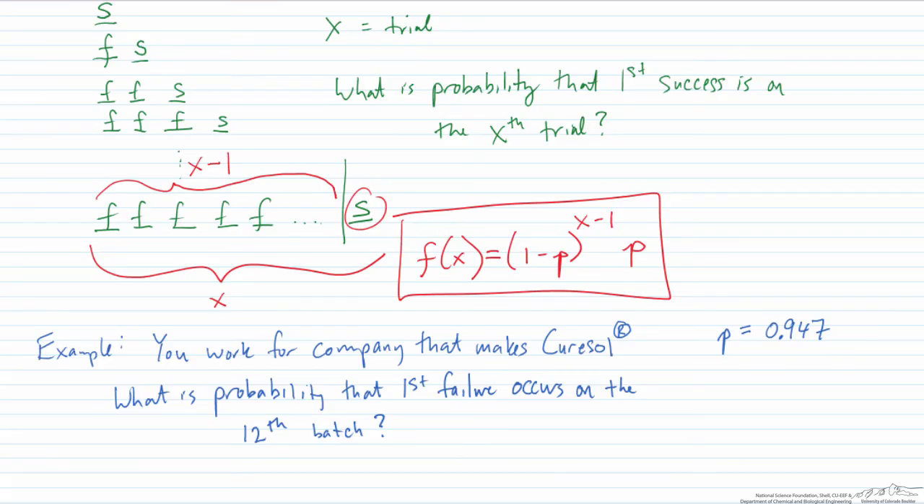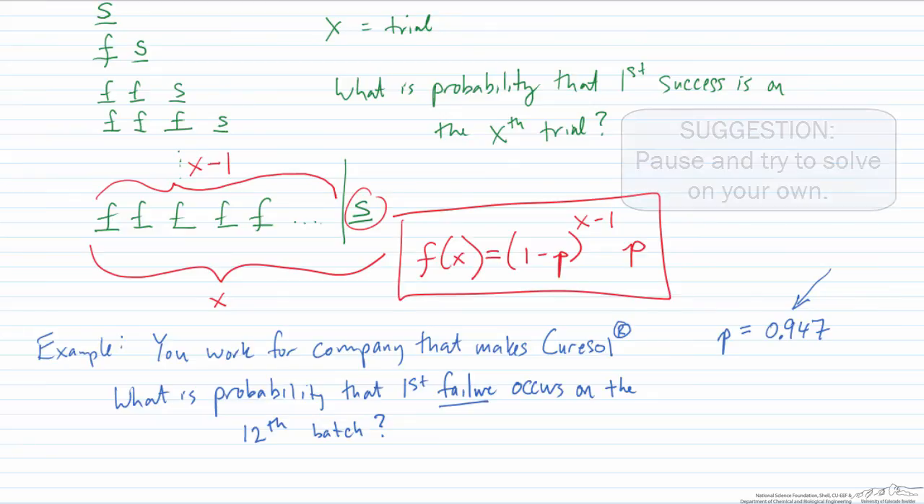I have an example here. You work for a pharmaceutical company that makes a product called Curazole. What is the probability that the first failure occurs on the 12th batch? Long-term production has indicated that the probability of a batch being successful is about 94.7%.